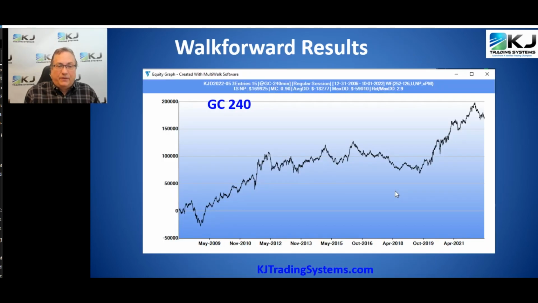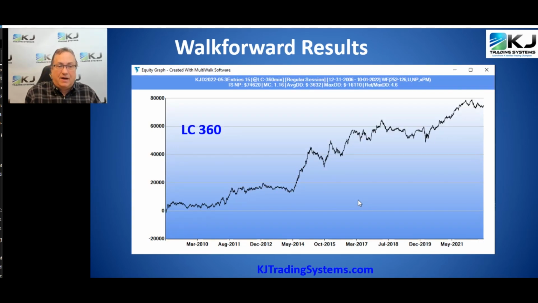Here's a couple examples, or at least one example. This doesn't look all that great. Gold, 240 minute. I doubt you would trade this, although it had a nice run up, but it just had too much of a flat to down period. But this was one of the better cases that came out of the pivot. So even though we had a lot of combinations that worked over 2 years, the ultimate test is doing walk forward over a long period of time.